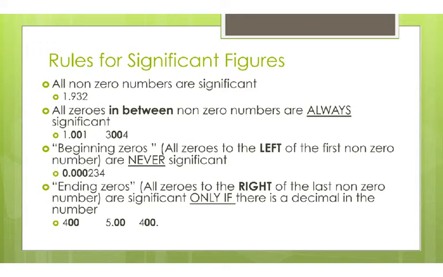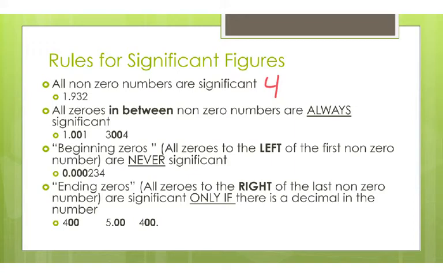So for example, if I gave you the number 1.932, notice all of those numbers are not zero, and so they would all be considered significant. And so in that example, there are 4 significant figures: the 1, the 9, the 3, and the 2. It gets tricky when zeros come into play, so let's take a look at the second rule.